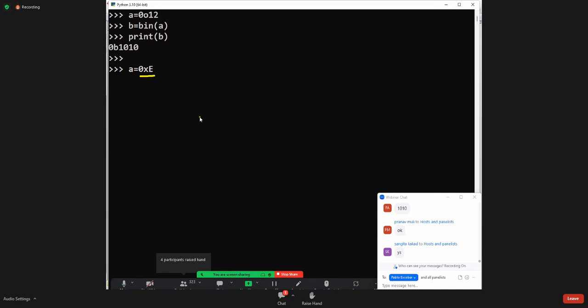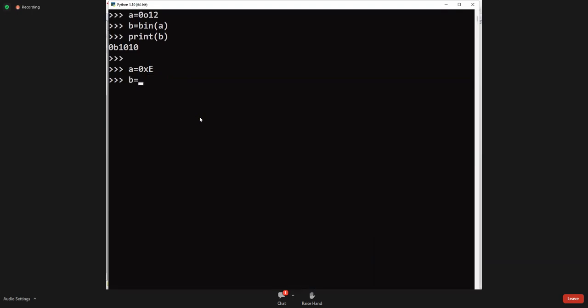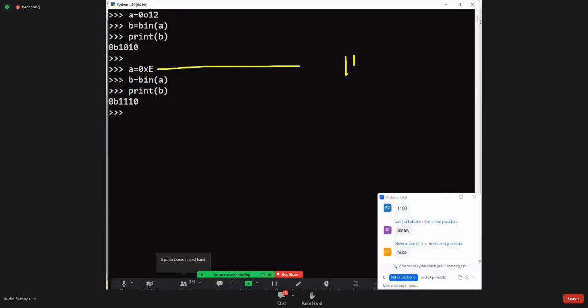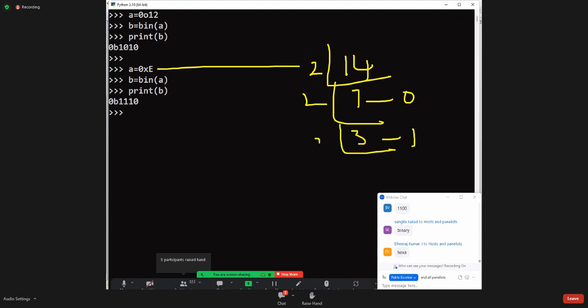How do you write it now? Come on. B is equal to bin of A. Print of B. Print of B. What is the answer? 1110. What is the value of E? Straightforward now. 14. 14 to binary is what? 2 7s are 14, remainder 0. Next 2 3s are 6, remainder 1. Next 2 1s are 2, remainder 1. What is the answer now?